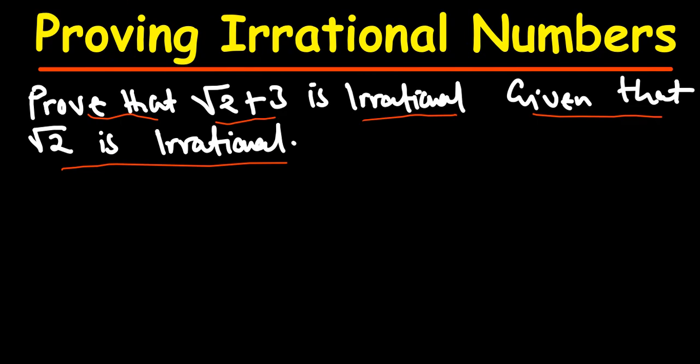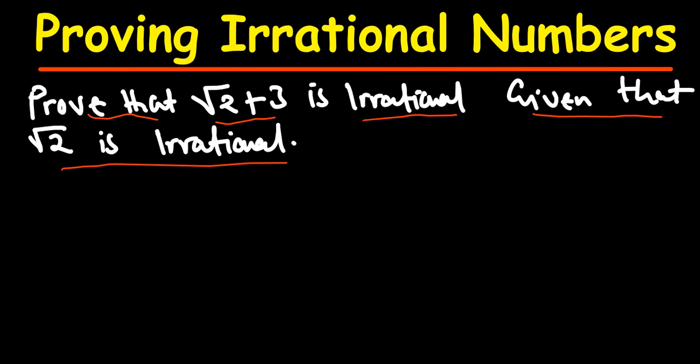If you don't know how to prove by contradiction, I recommend you watch my other video. I'll put the link in the description. Watch that video and then you can come back to this one to understand. So let us prove that root of 2 plus 3 is irrational given that the root of 2 is irrational.